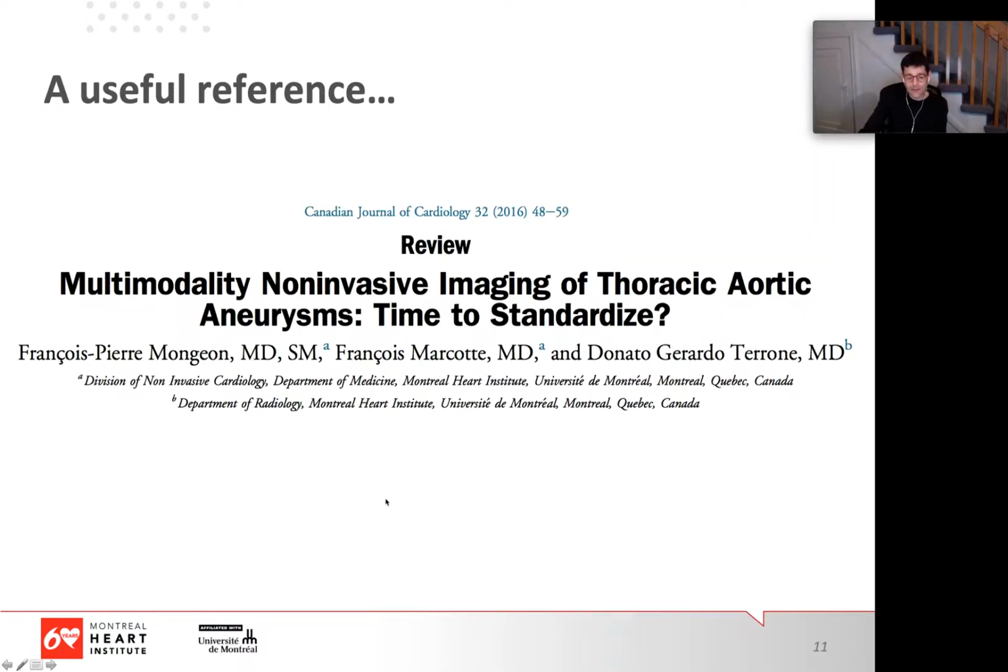This is a summary of the considerations for non-invasive imaging of the thoracic aorta that we wrote a few years ago. I think it remains current, so if you want to pursue further the review of different guidelines and different techniques for imaging the aorta, I encourage you to read this review.